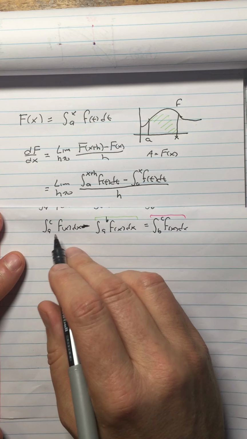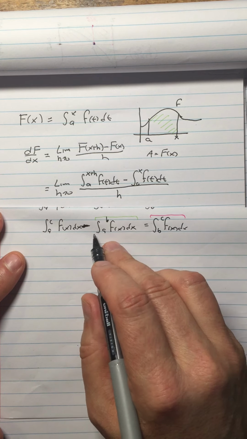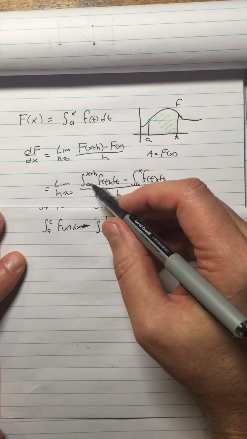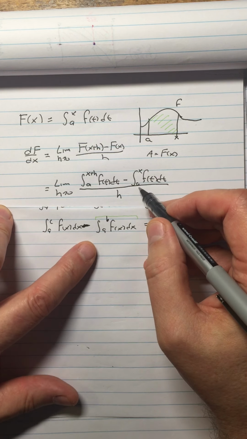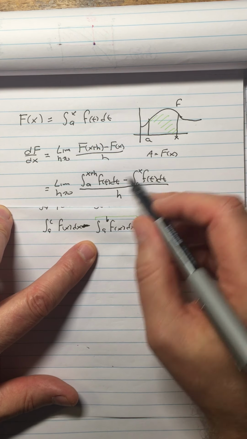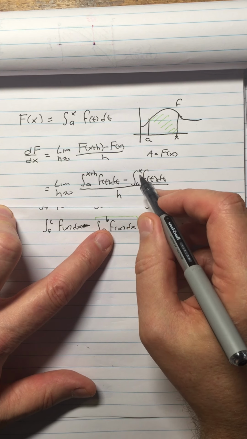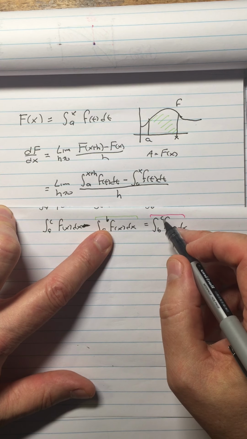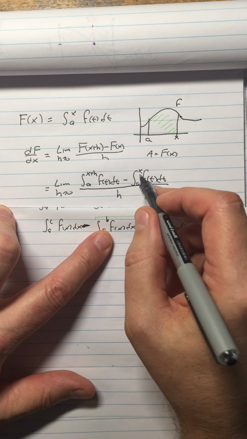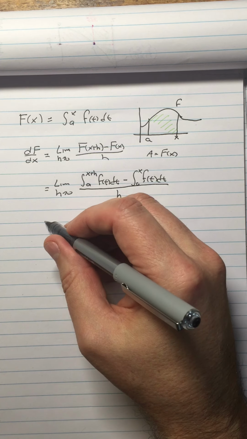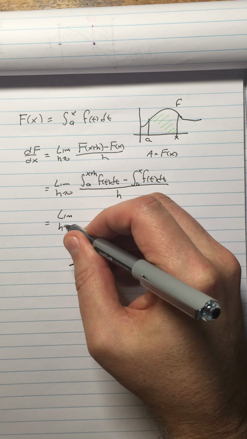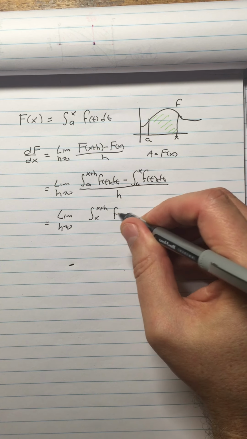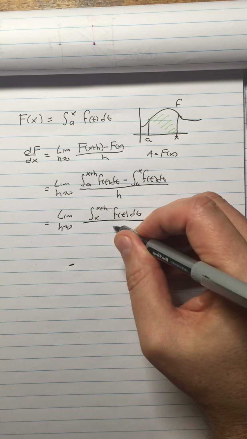All right, since the integral from a to c of f of x dx minus the integral from a to b of f of x dx is the integral from b to c of f of x dx. See, this is our ac, this is our ab, so the c is the x plus h and the b is the x. So I can subtract these integrals and get the integral from b to c, which is going to be the integral from x to x plus h. All right, so that equals the limit as h approaches 0 of the integral from x to x plus h of f of t dt over h.